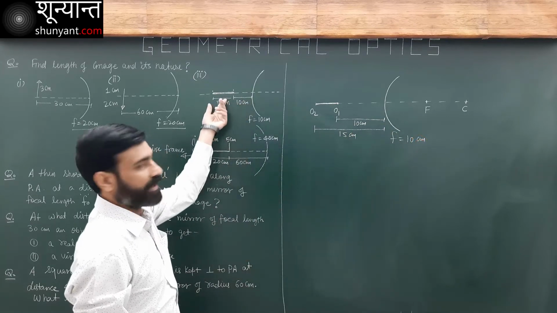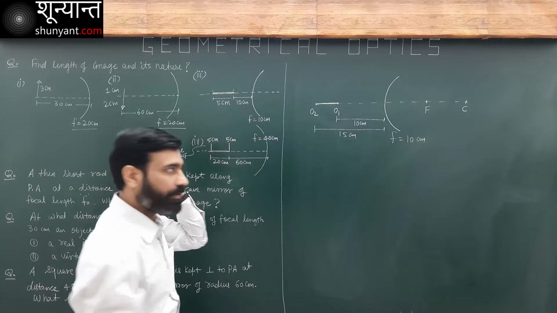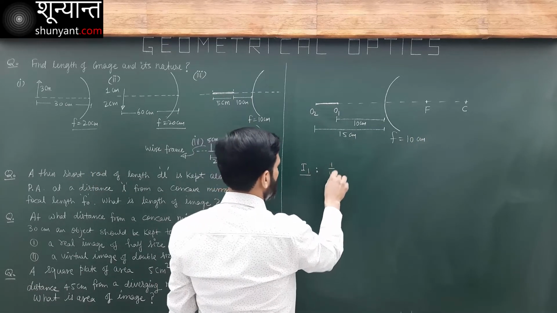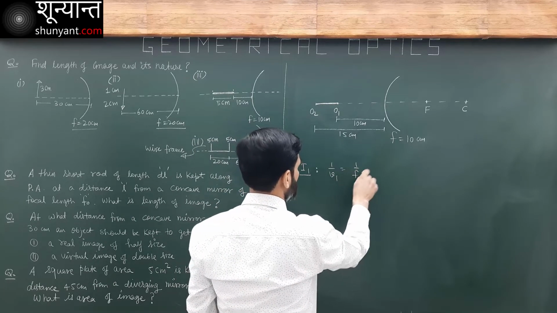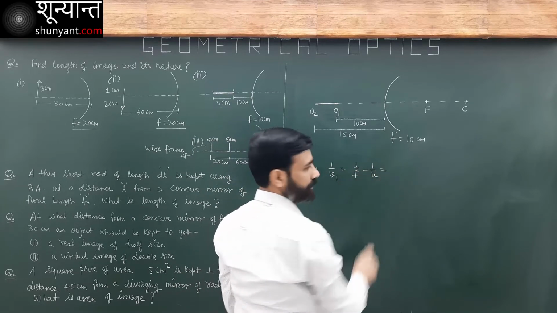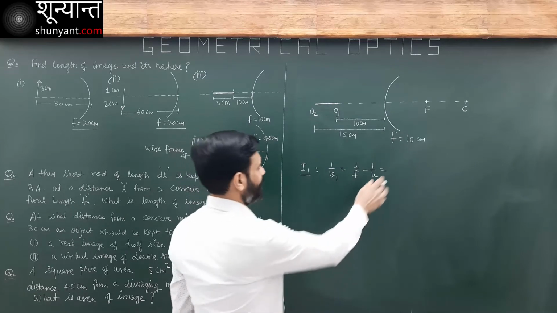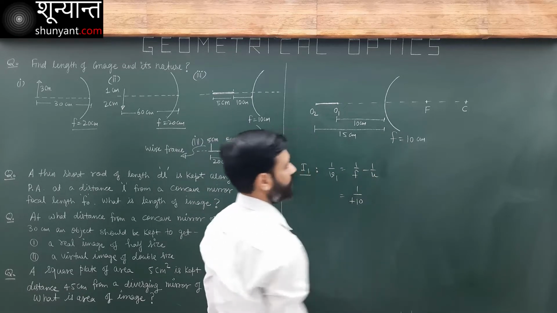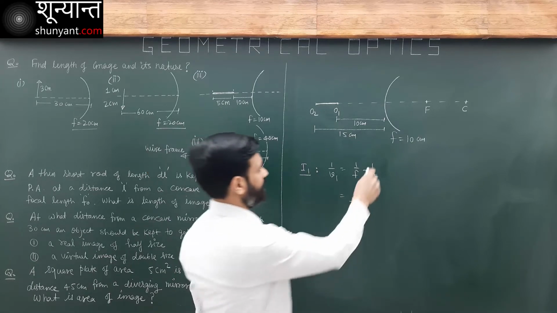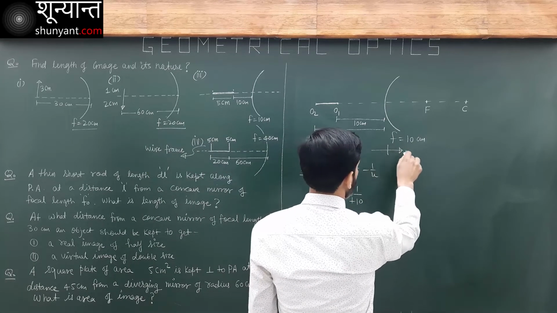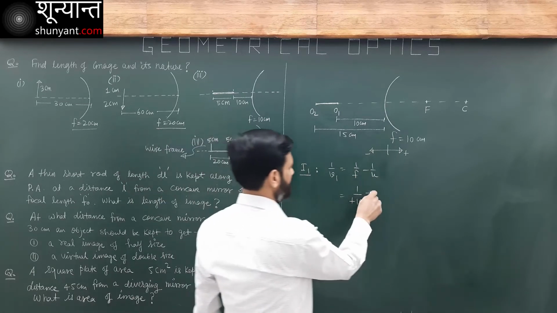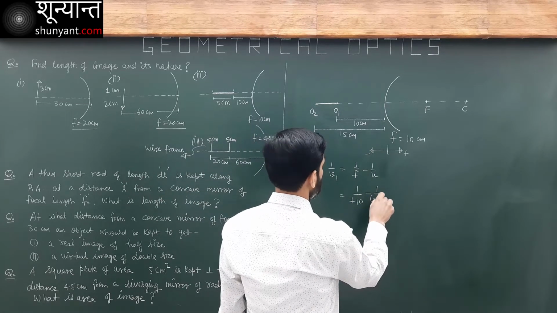Okay, 10 and 5, 15. Okay, for image I1, 1 over V1 is equal to 1 over F minus 1 over U. Do you see? This is going to be equal to 1 over plus 10. This is the sign convention: to the right it is positive, to the left it is negative. Plus 10 minus 1 over minus 10.